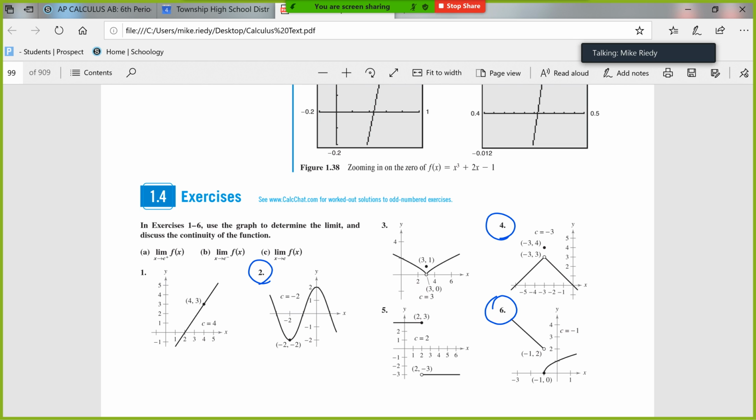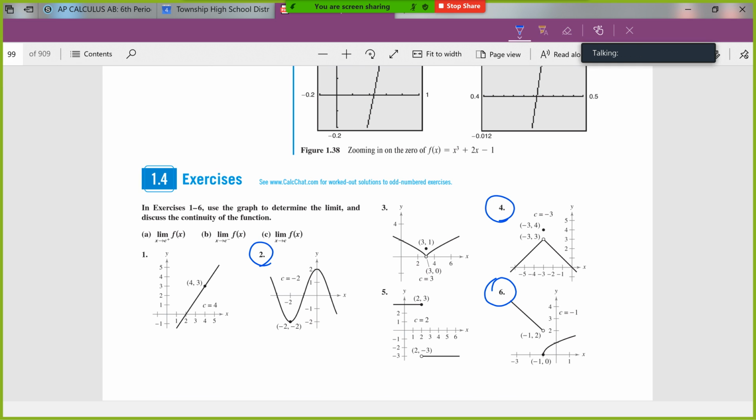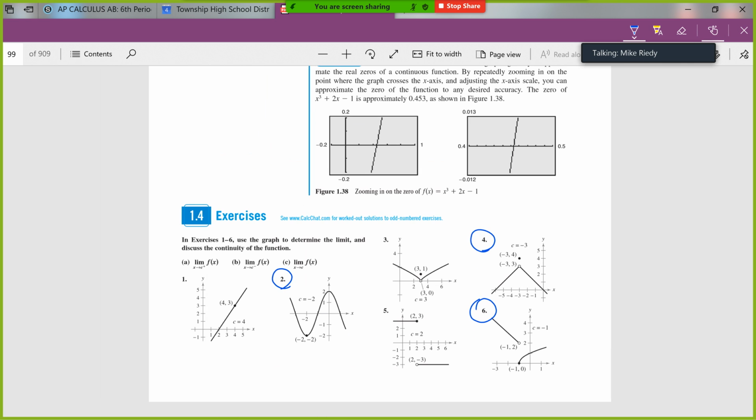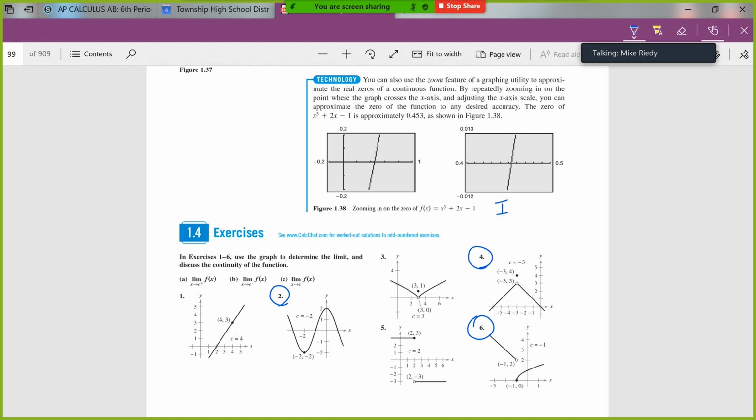Okay, so if we go through the 3 steps for number 4, is there a value of the function at -3? Now, the fancy way to say that is, number 1, is f of -3, is there a value there? And if so, what is it? Four. Yeah, don't overthink it.